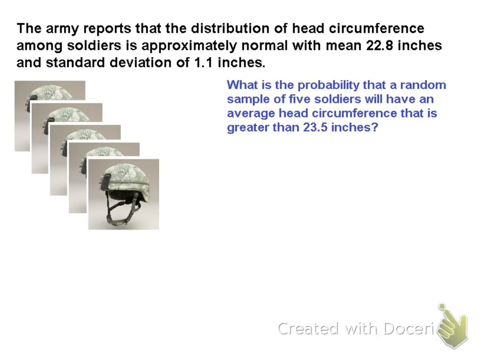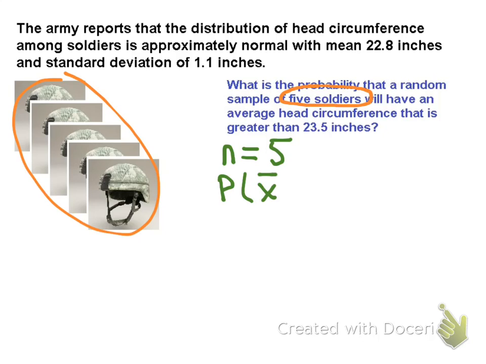Now we want the probability that a random sample of 5 soldiers will have an average head circumference that is greater than 23.5 inches. So notice what's different here. We're not talking about an individual soldier anymore. We're talking about a group of 5 soldiers, and I'd like to know how those groups behave. So if I took 5 soldiers and averaged together their head circumferences, what's the probability that it comes out as greater than 23.5? So here I need to know about the distribution of X bar.